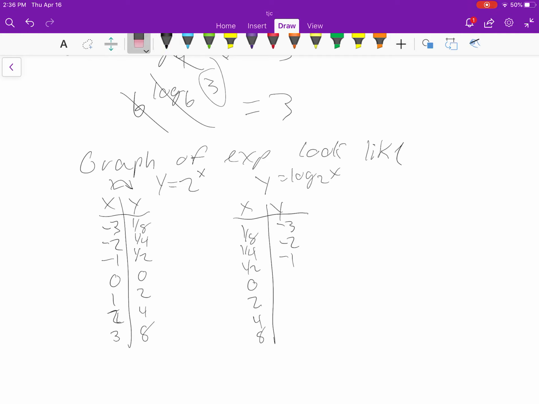Oh wait, this should have been 1 here. My bad. Which makes that 1, 0, 1, 2, and 3. Okay, and then we'll graph this.